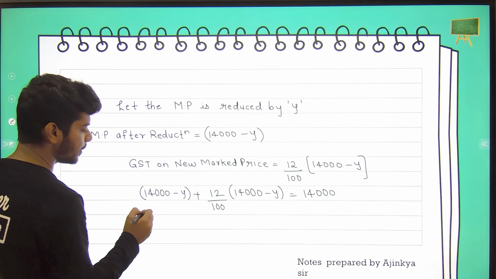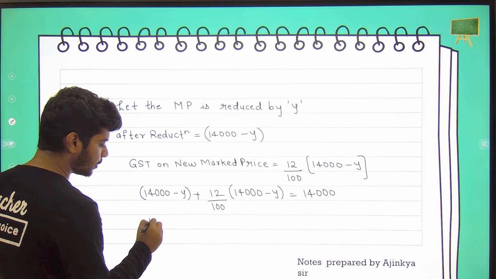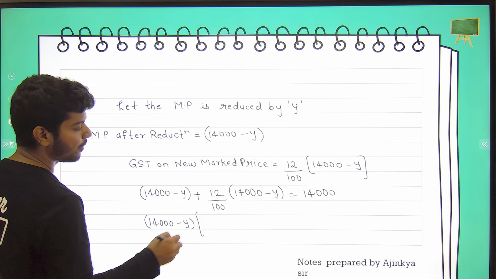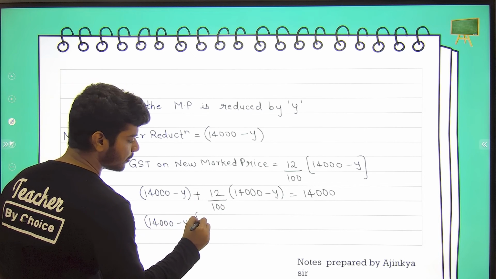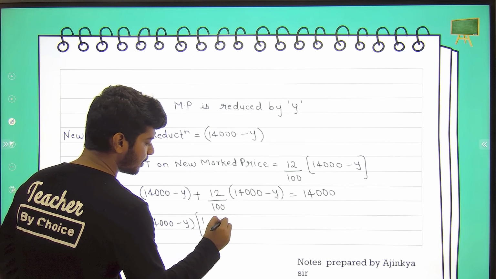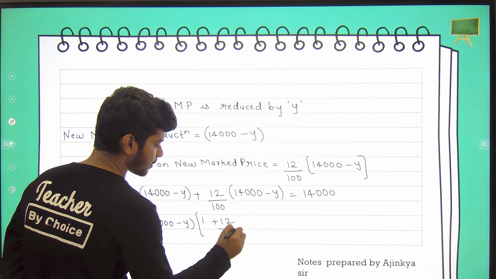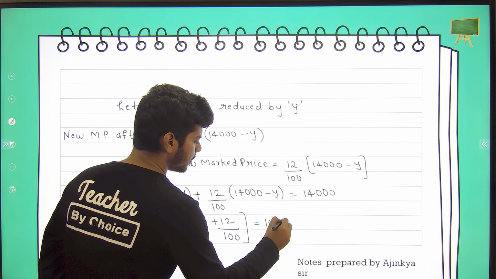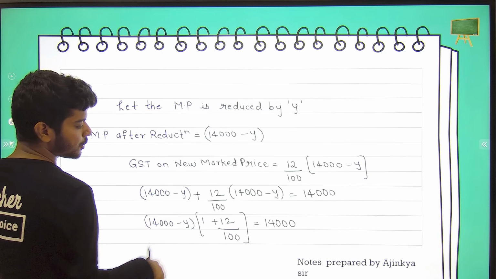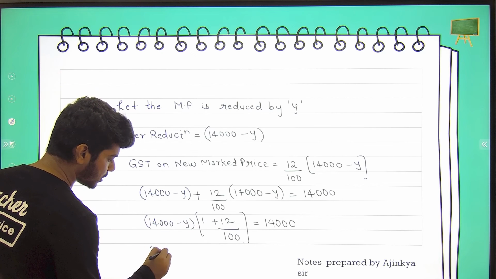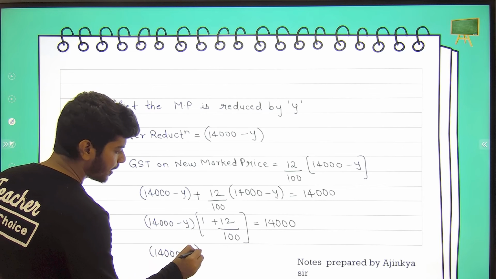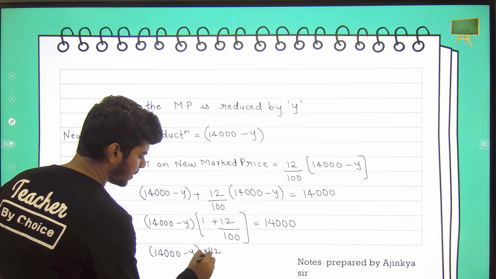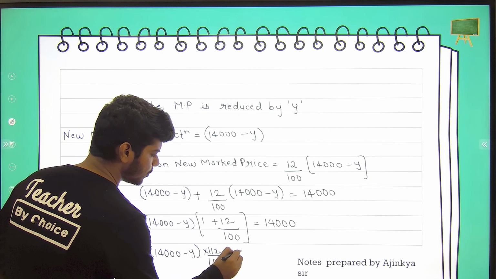Let's take something common. So 14,000 minus Y is common, and 1 plus 12 by 100. This would give me 14,000 minus Y into 1 plus 12 by 100, which is equal to 14,000. So 100 plus 12, this would give me 14,000 minus Y into 112 upon 100, which is equal to 14,000.